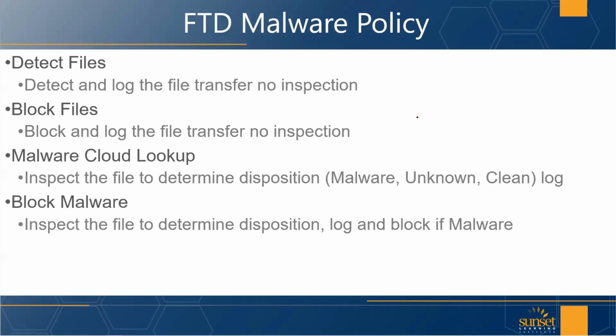Malware policy, again, we can detect files. So we detect and log the file, but we don't do any further inspection. We can block it if we know it has malware, because maybe it matched our SHA-256 value, or we see anomalies, we block it. If we don't know what it is, we can send it up to the malware cloud, the AMP cloud, to look at. And we can have some of that information pulled down to us where we can actually inspect the file and block it if it's malware locally.